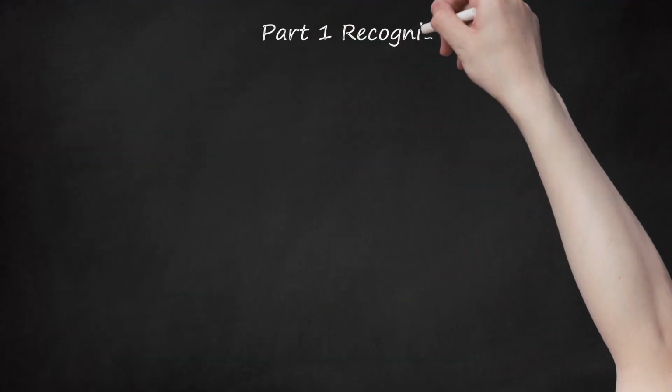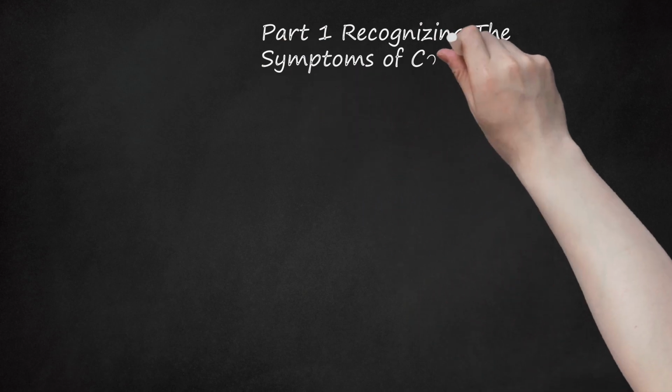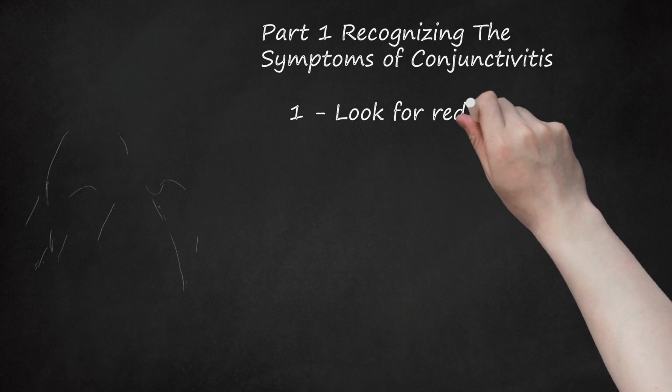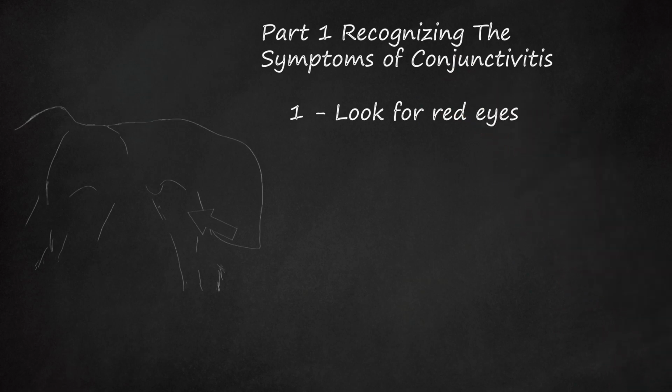Part 1: Recognizing the symptoms of conjunctivitis. 1. Look for red eyes. The most common symptom for conjunctivitis is red or bloodshot eyes. This redness affects the white of the eye, but it can also affect the lining of the eyelid or the surface of the third eyelid.